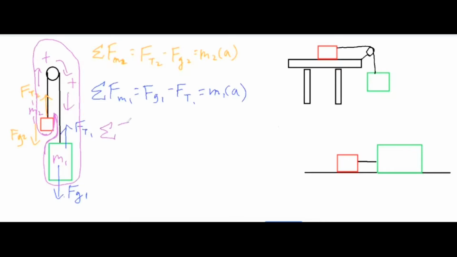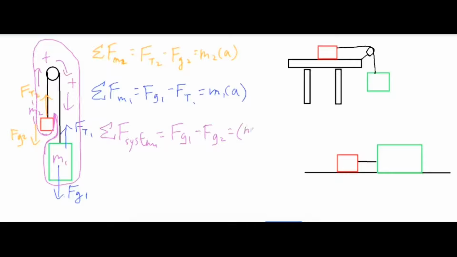So the sum of the forces for the whole system is just going to be FG1. See, this is external. This is sticking outside of our big blob, FG1. And then the only other one that's sticking out is FG2.